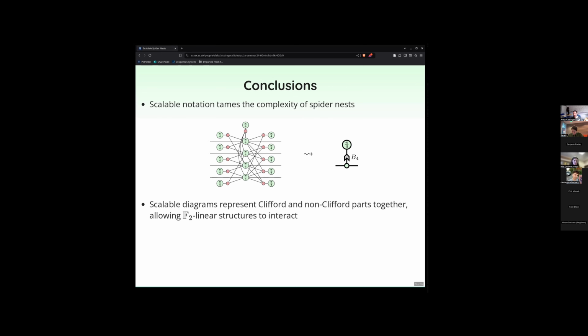So you notice that even if you didn't follow the details of this proof, the dynamics of it was that I was representing my CSS code as a pair of these arrows, which was my Clifford part of the diagram. And I was also representing my phase gadgets using an arrow. And I was letting these two parts of the structure interact with each other.